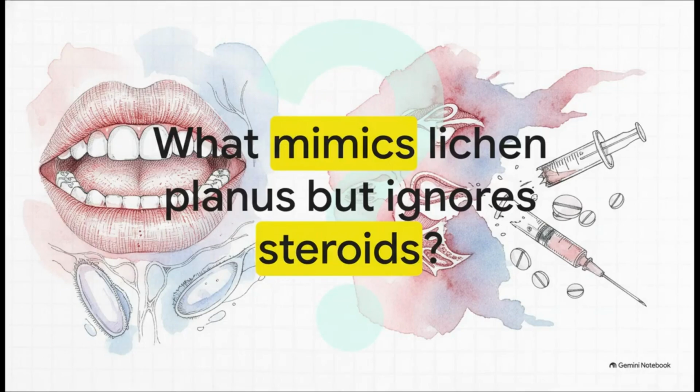I want you to think about your clinical differentials for a second. Picture this. You have a patient sitting in your chair with intensely painful, desquamative oral lesions, and they are completely unresponsive to the high-potency topical corticosteroids you prescribed. What should jump to the top of your mind? It's a super frustrating scenario, right? Now, if your brain immediately goes to refractory lichen planus or maybe mucous membrane pemphigoid, hey, you're definitely on the right track. But you might just be missing the exact diagnosis we're focusing on today.